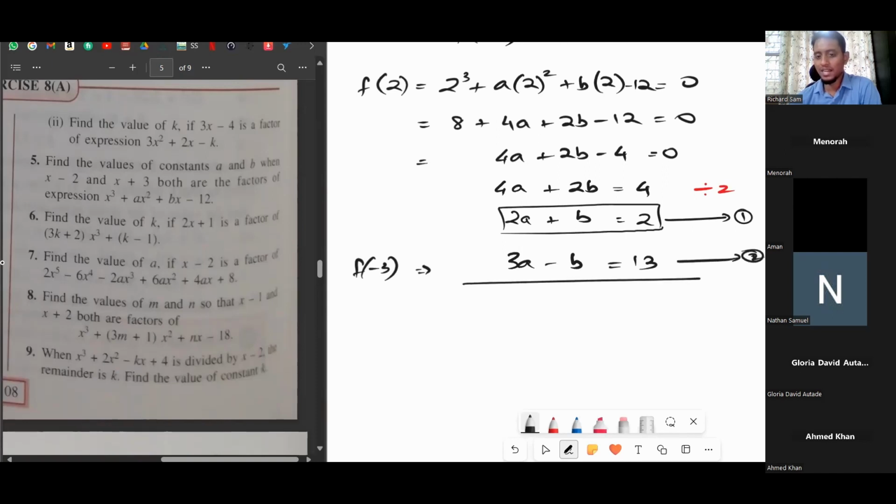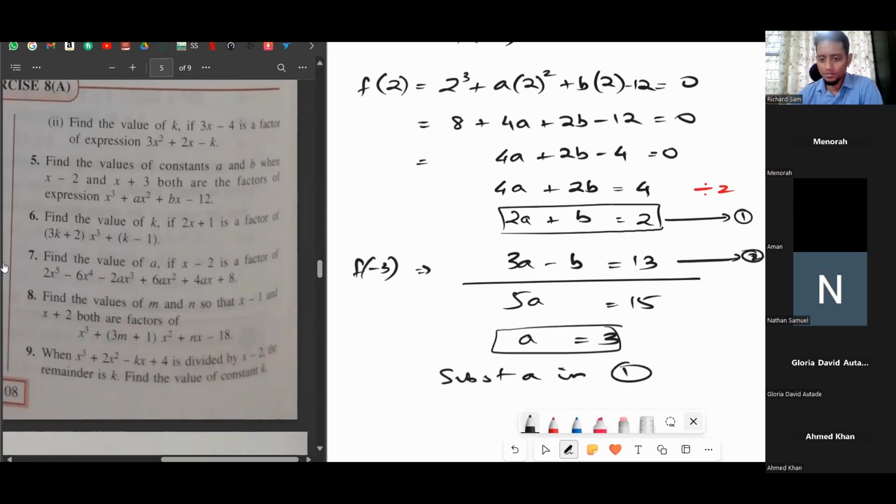signs. So we'll just add them. Add them means use whatever signs are there. So 2a plus 3a will be 5a, minus b plus b would become 0, and 2 plus 13 is 15. So a would be 3. And then substitute a in any one of the equations. You have to write that statement. Substitute a in equation 1 or 2. We'll put it in 1.